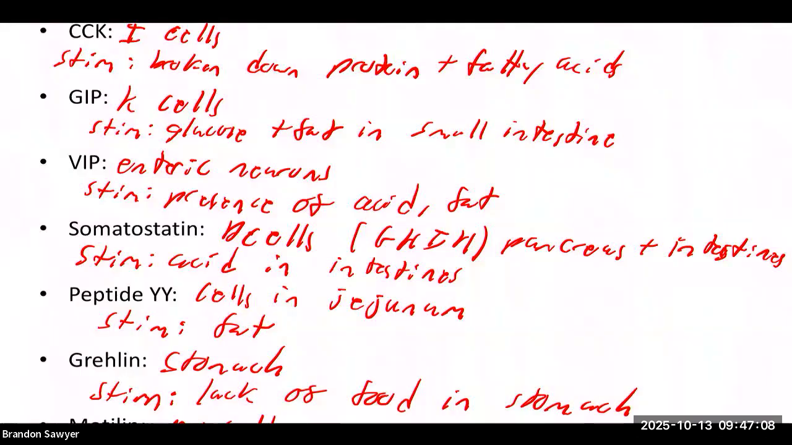Yeah, so then we've got VIP. This is a neurotransmitter as well, but it does show up in the blood as well. And so again, presence of acid and fat.